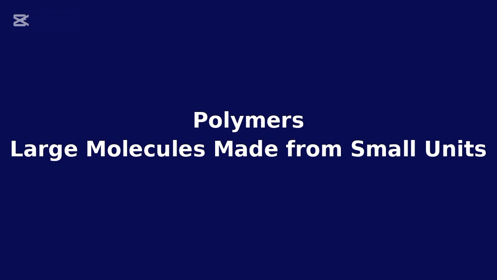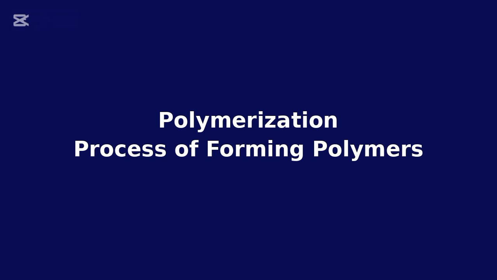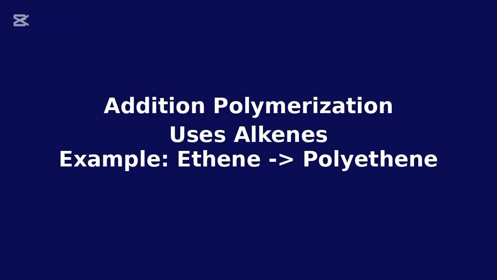Polymers, that is, when small units of monomers combine together, it forms a polymer. Monomers are smaller units. When they combine together, they form polymer. Polymerization is the process of forming polymers.